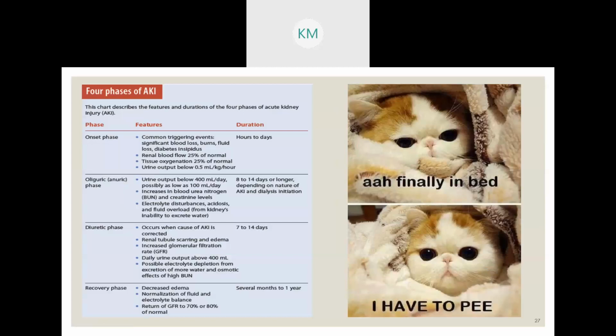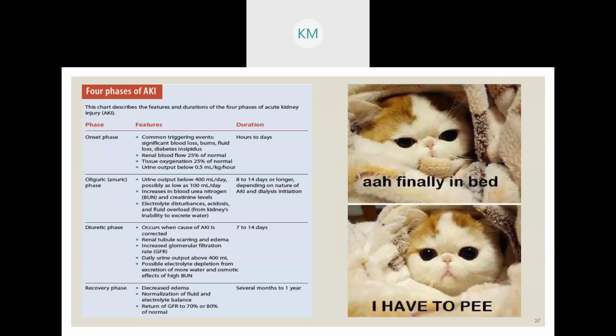All right, phases of AKI. AKI may have lengthy progression. Acute kidney injury progresses through 4 separate phases. All right, you've got onset, but most commonly we look at the oliguric, the diuretic, and the recovery phase, not so much the onset. Okay, the oliguric phase, urine output decreases from renal tubular damage.